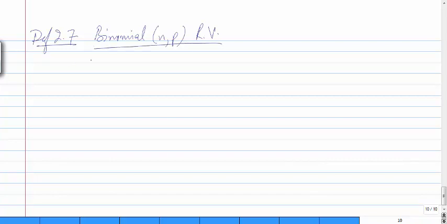Now the next one is definition 2.7, and this is the binomial (n, p) random variable. For a binomial random variable, we have the PMF written as n choose x times p to the power x and 1 minus p to the power n minus x. Okay.